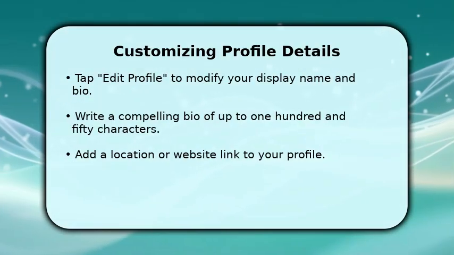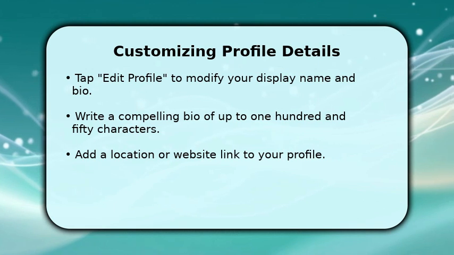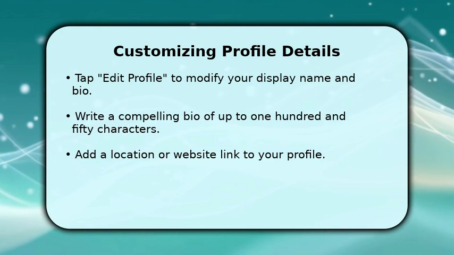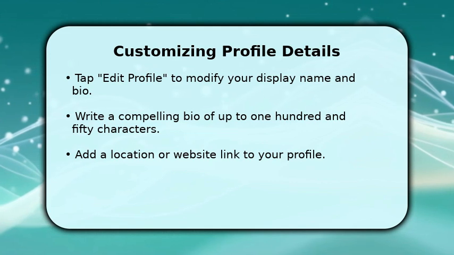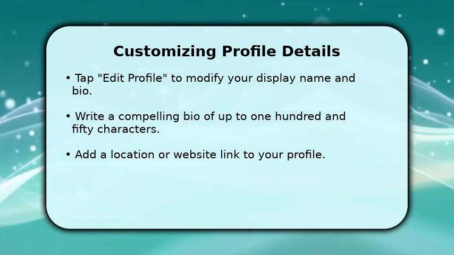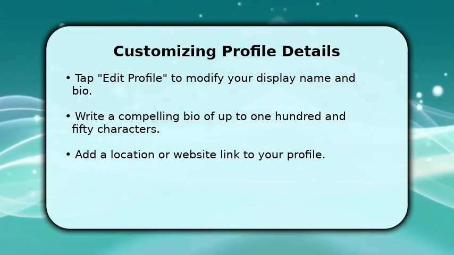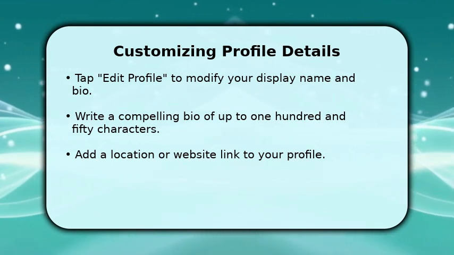Now that you're on your public profile, let's customize the details. Tap the Edit Profile button to modify your display name and add a compelling biography. Your bio can be up to 150 characters long, so make it count. You can also include a location or a website link, which is a great way to share more about yourself or your brand. Remember, these details help others understand who you are and what you share.